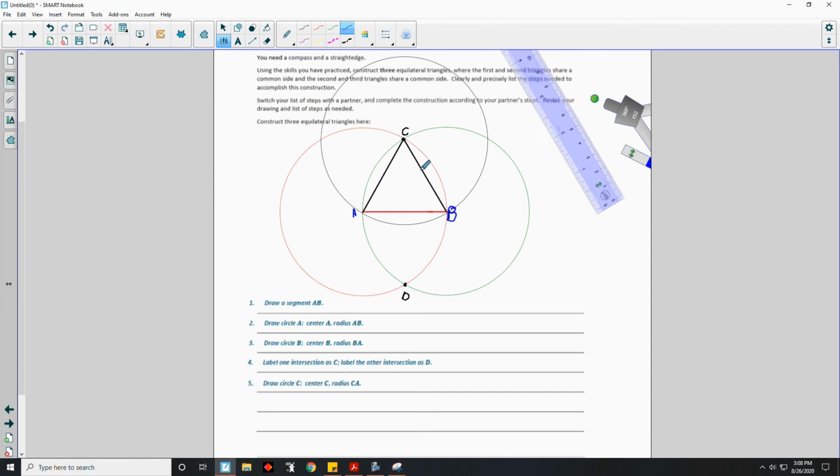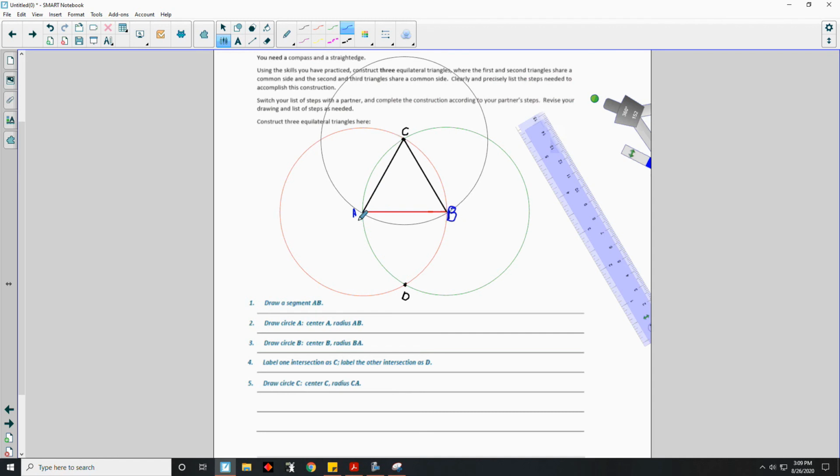So what have we done so far? Go back to the problem. Question: using the skills you have practiced, construct 3 equilateral triangles where the first and second triangle share a common side. So far we have 1. So now I want to make another triangle using either AC or BC or AB. Okay, so I'm going to use AC.